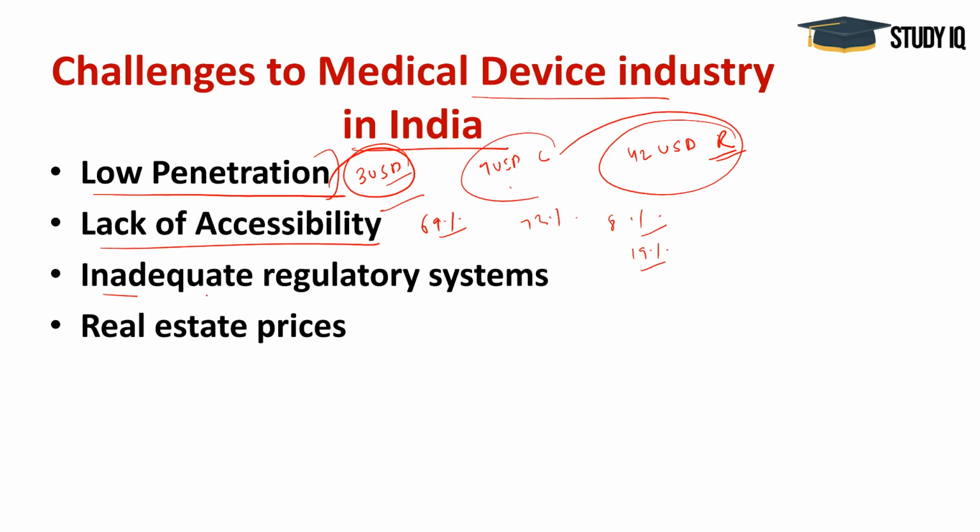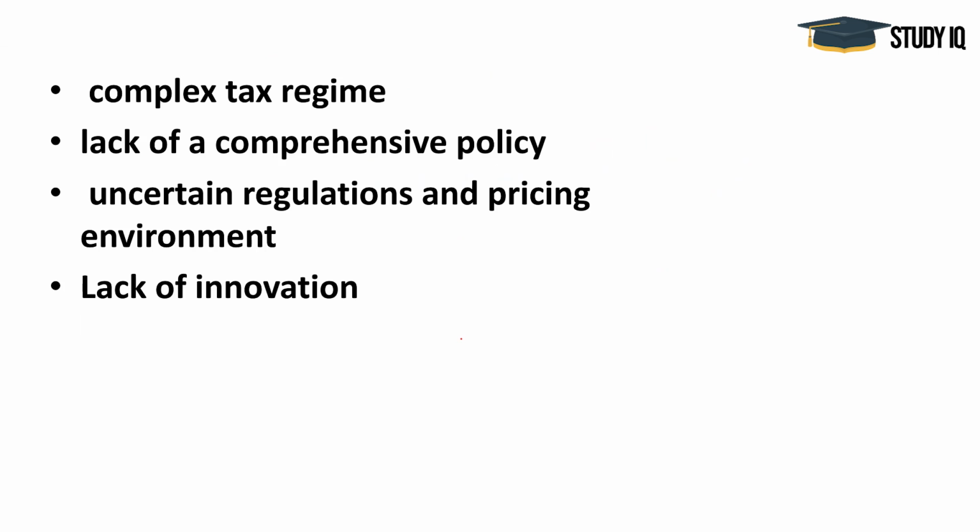Then if we talk about inadequate regulatory systems, see, non-alignment with global standards and the lack of quality product testing infrastructure are issues that hinder this sector's progress. And moreover, real estate prices are high, and the high capital cost limits the growth of delivery infrastructure. Insufficient attention of policy makers and a complex tax regime are also responsible for the sector's underdevelopment.